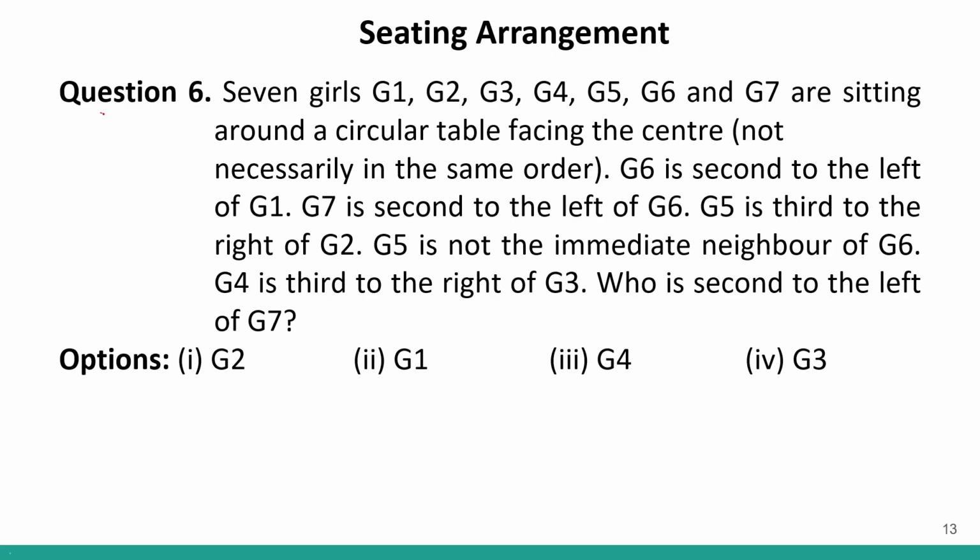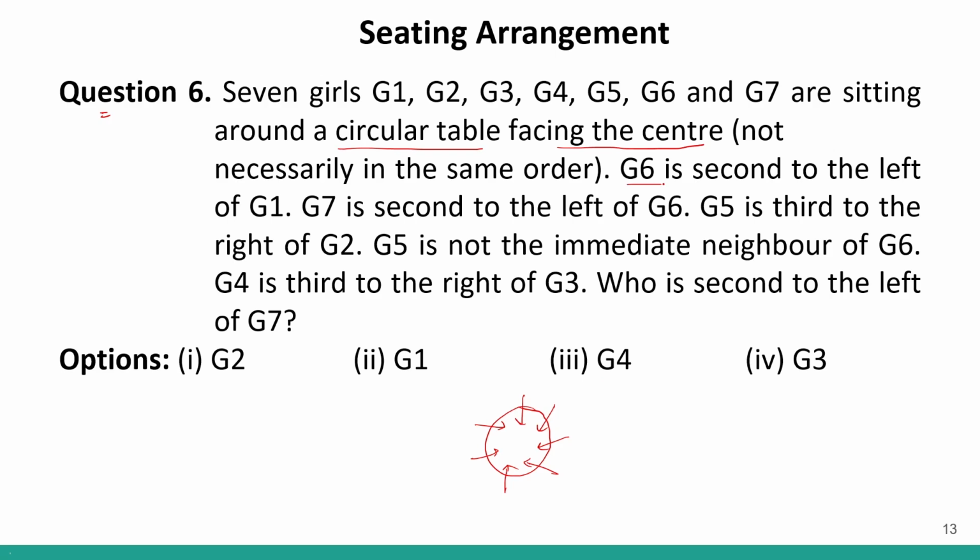Moving on to question number 6. 7 girls are there: G1, G2, G3, G4, G5, G6, G7. G represents girl. And they are sitting around a circular table facing the center. So, 7 girls facing the center, positions 1, 2, 3, 4, 5, 6 and 7.